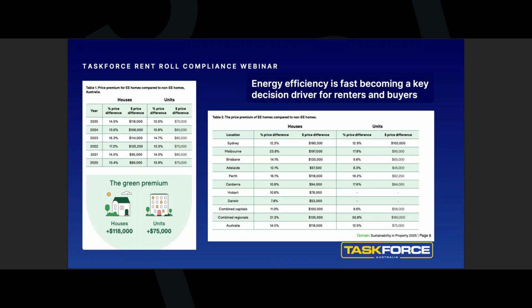We'll actually send a link out to this. We'll pop it in the chat now so that you can have a browse through that. That energy efficiency report is really, really good. And it really drives home some of the reasons why it's a good idea for your owners to meet these requirements. And it takes away a few of the objections there from them as well.